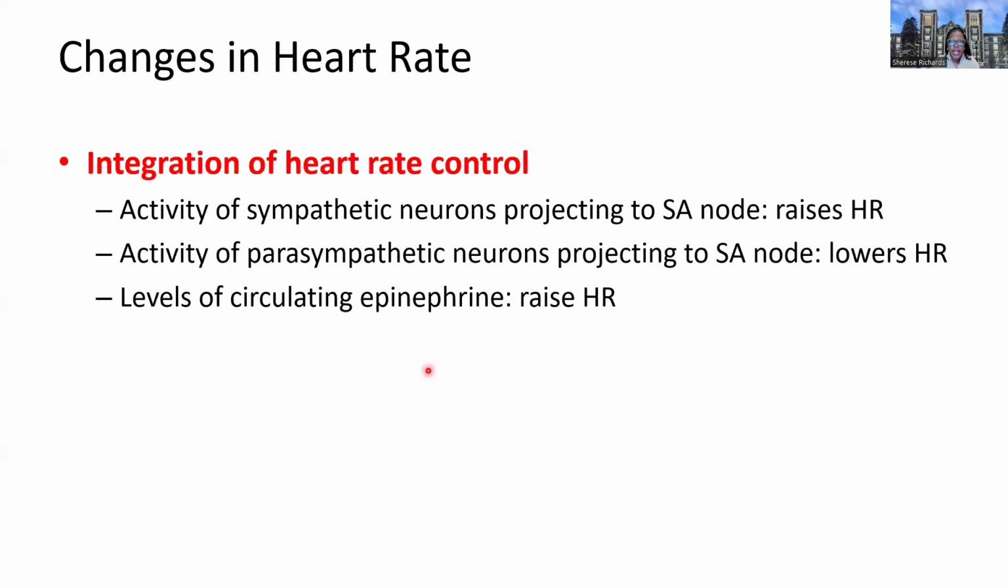And then integrating the heart rate control, we can think about how the sympathetic neurons affect the heart rate. Parasympathetic neurons can lower the heart rate, and then the circulating levels of epinephrine as a hormone can also increase the heart rate. So just kind of putting it all together here, the sympathetic system, either as a neuron or as epinephrine, can both increase the heart rate, and then the parasympathetic system as a neuron only can lower or decrease the heart rate.